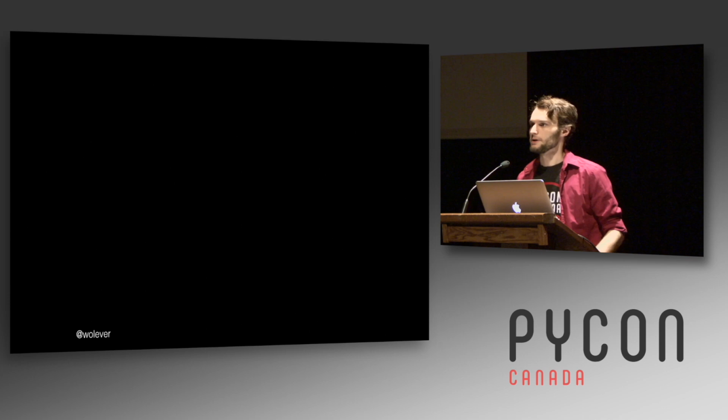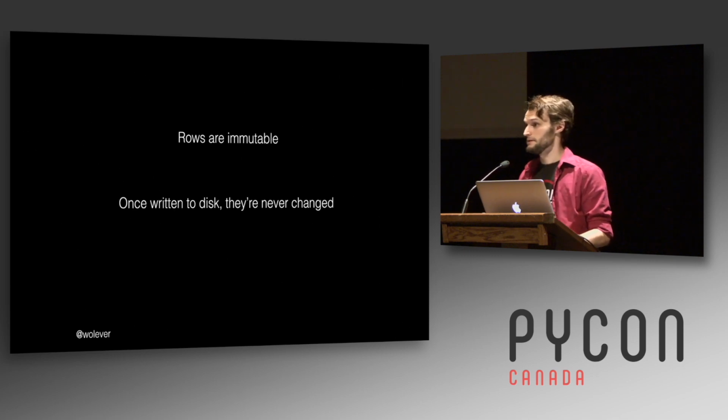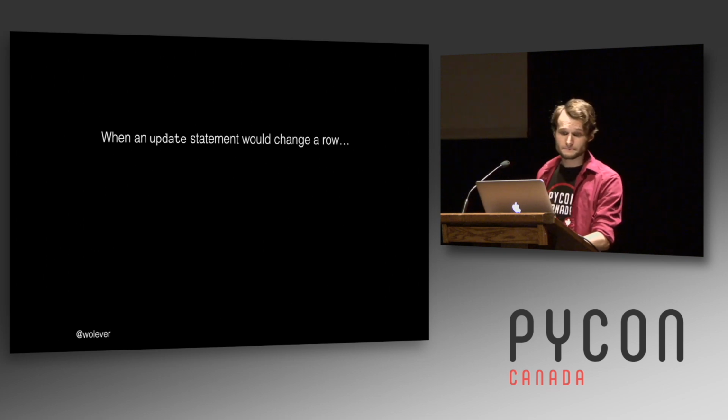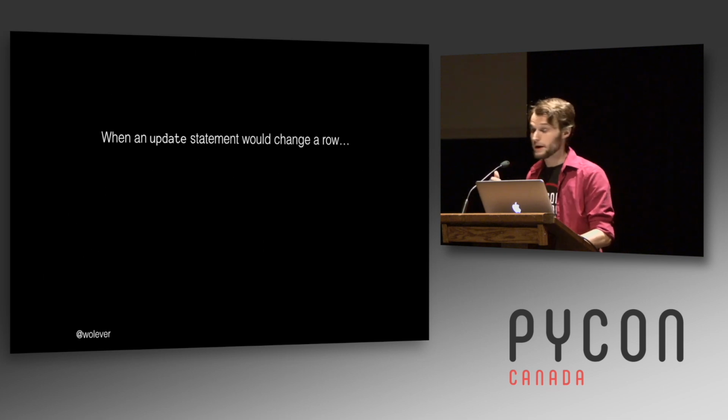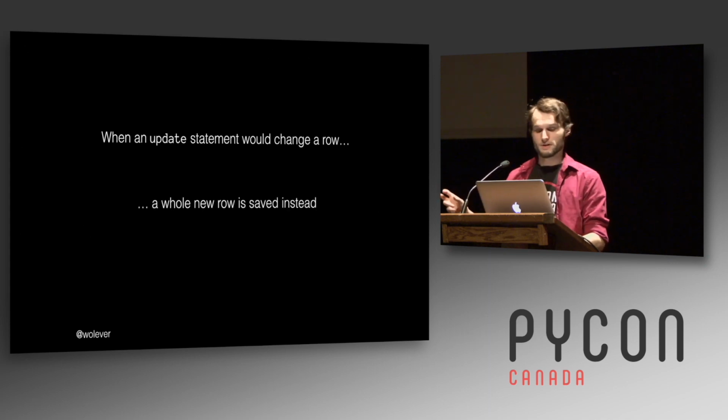So, to understand, the first thing that you need to know is that under the hood in Postgres, when it saves rows to disk, they're totally immutable. Once it's been written, it never changes. They're actually also never removed. So when a row would be updated, so an update statement, for example, instead of changing that row on disk, Postgres actually writes a whole new row.